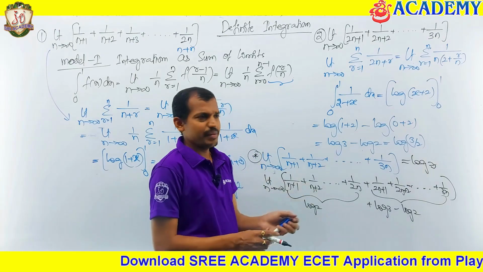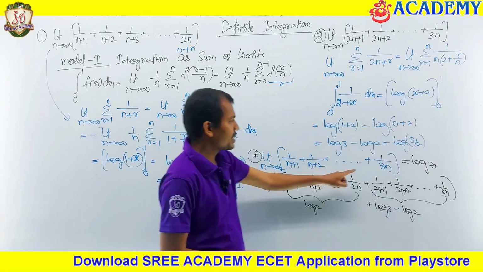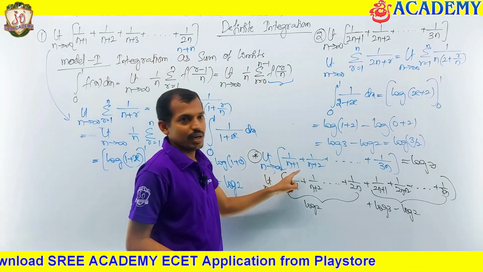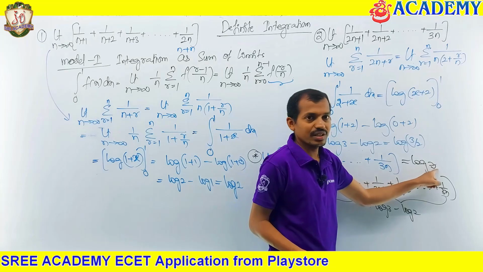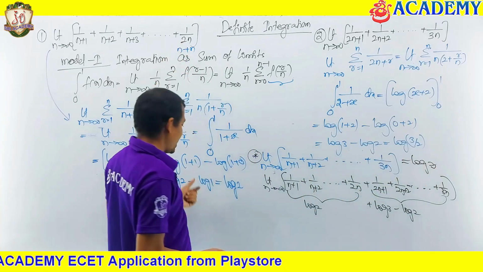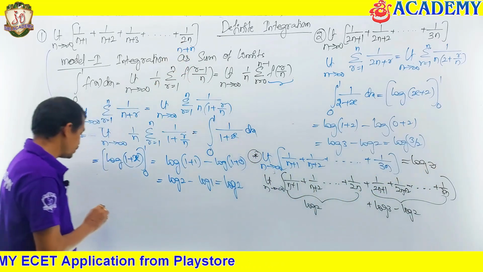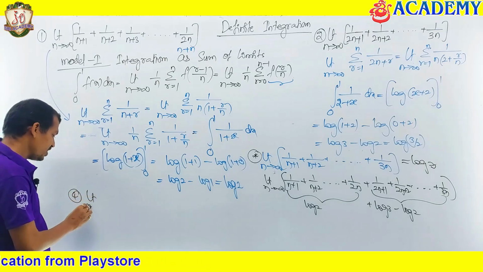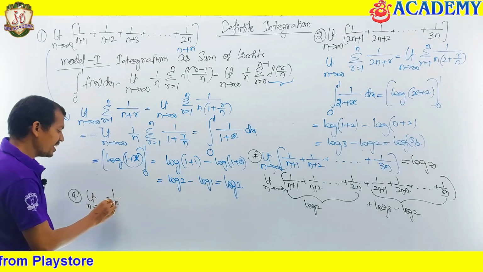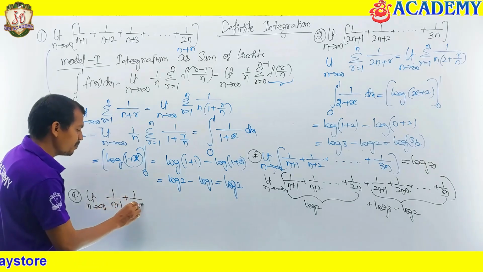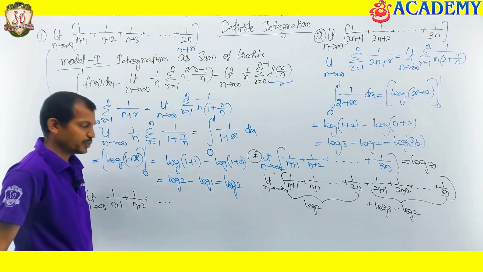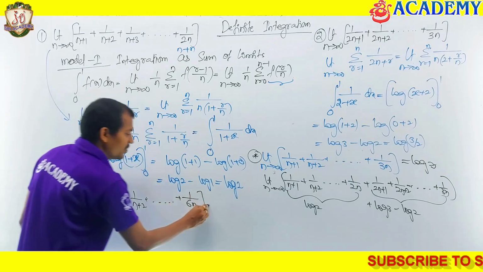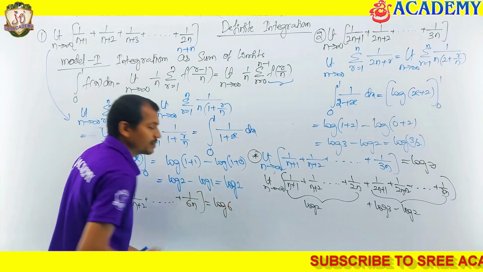Here, based upon the same, indirectly nothing else is there. Suppose here if it is started with 1 by n plus 1 up to 3n, log 3 comes, and up to 2n, log 2 comes. Suppose one more question we can write, that is limit n tends to infinity 1 by n plus 1 plus 1 by n plus 2 up to so on plus 1 by 6n. You will get the answer log 6.